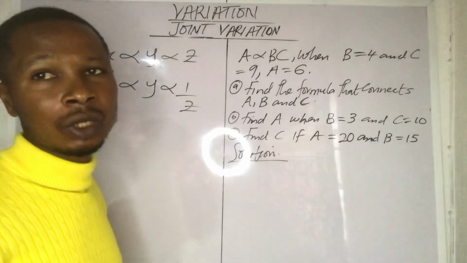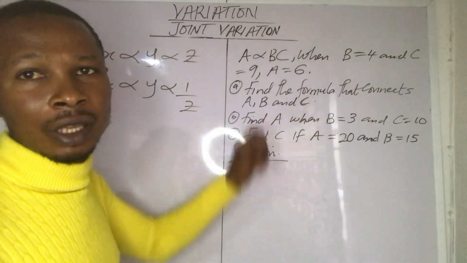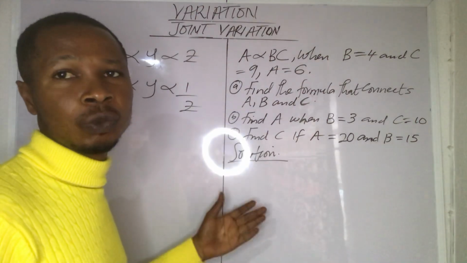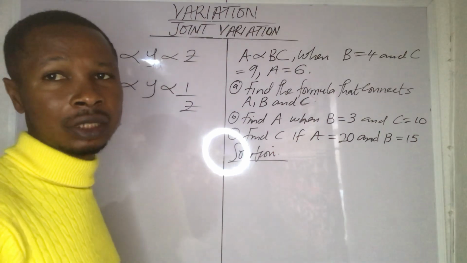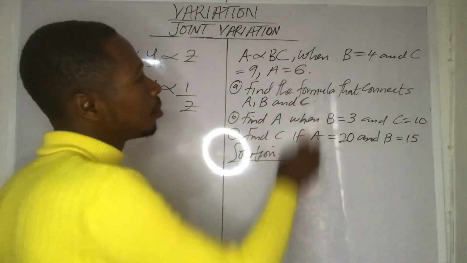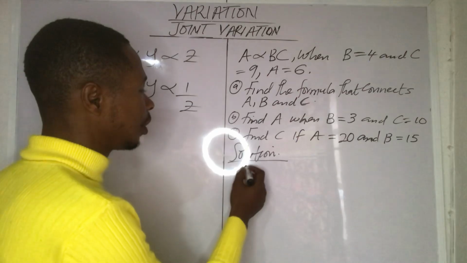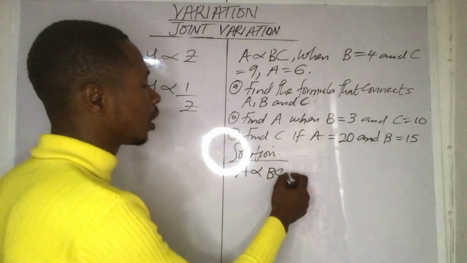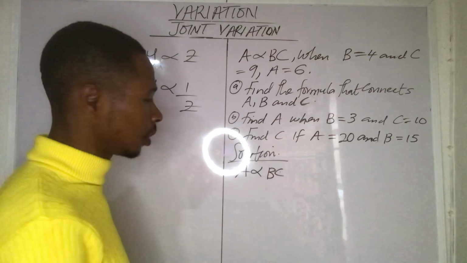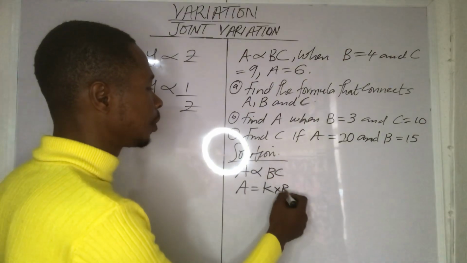In this first example, A varies directly with B and C. How do you proceed with joint variation? Let's use this example: A varies directly with B and C. When B is 4 and C is 9, A is 6. Remove the proportionality symbol and introduce your constant K as usual. So you have A equals K times B times C.